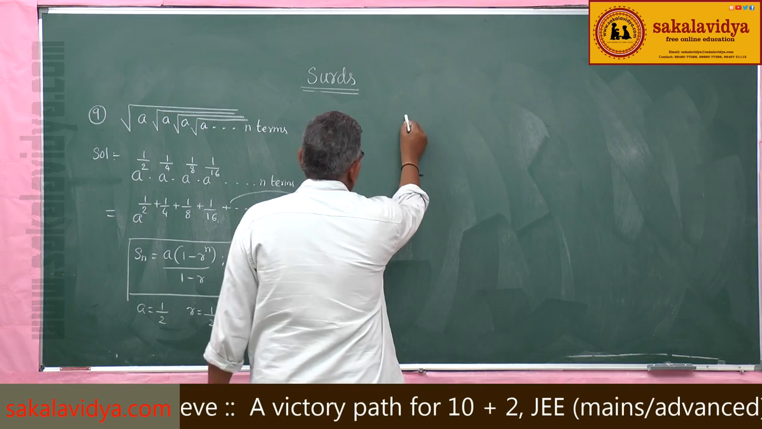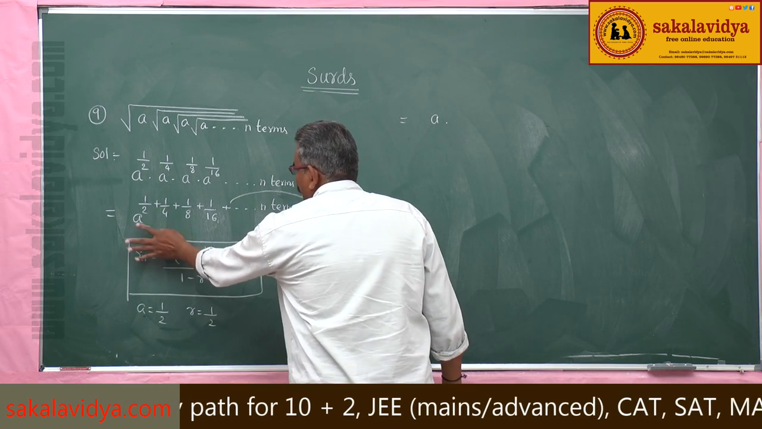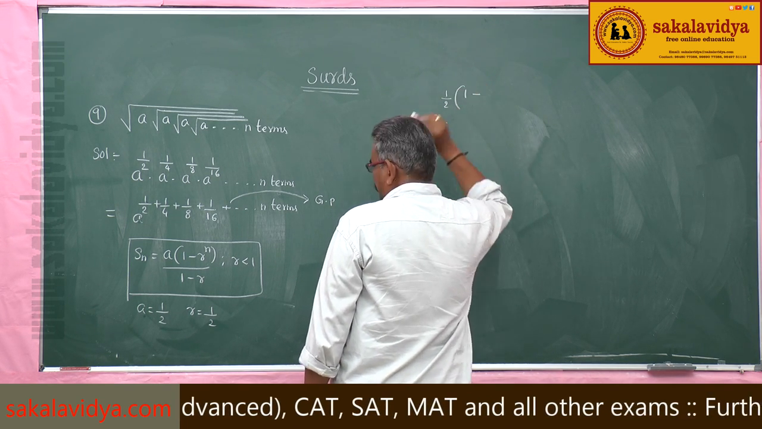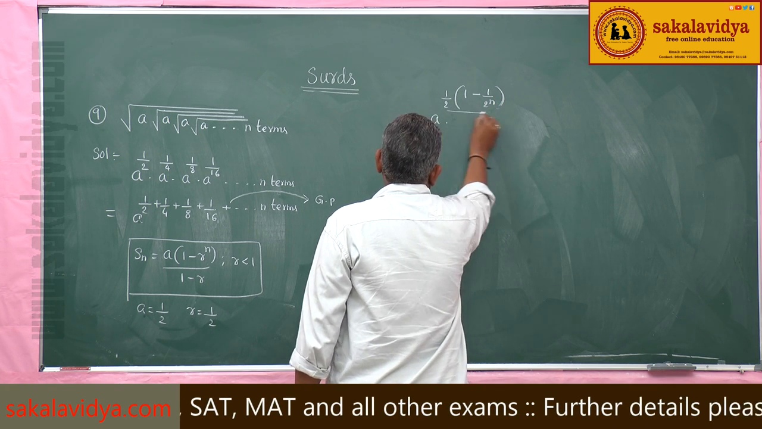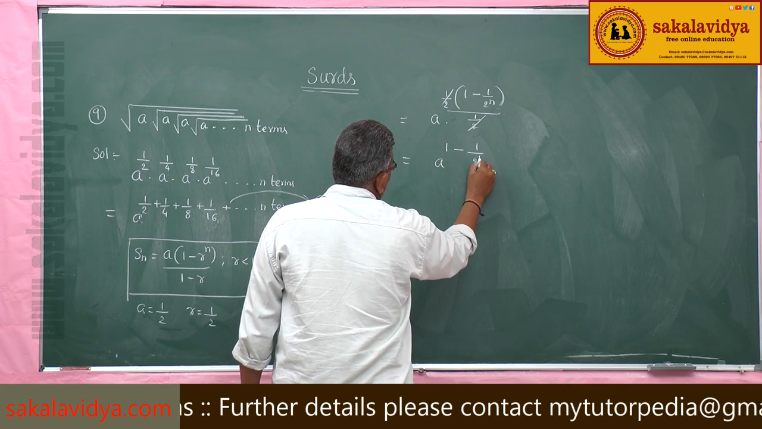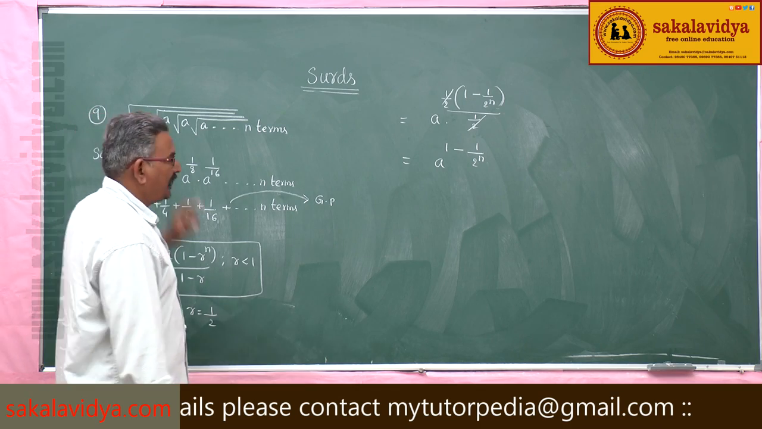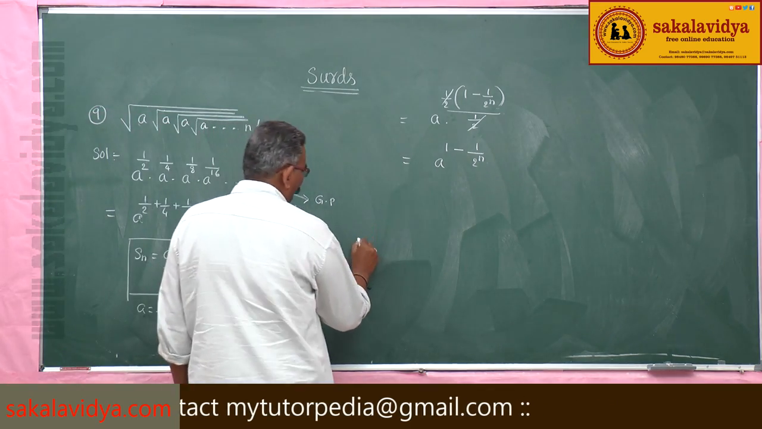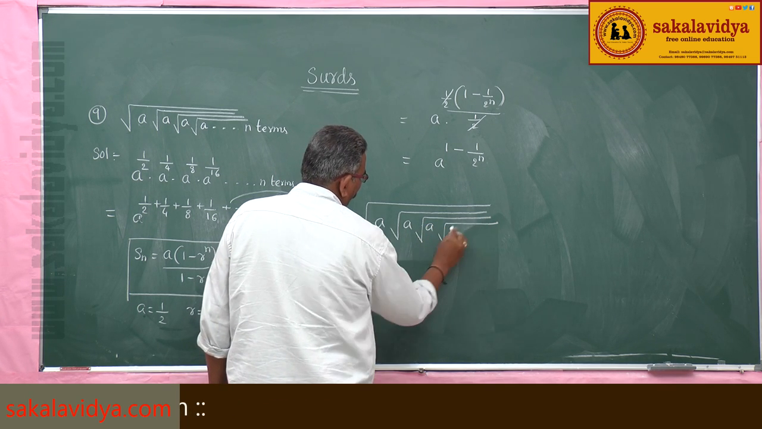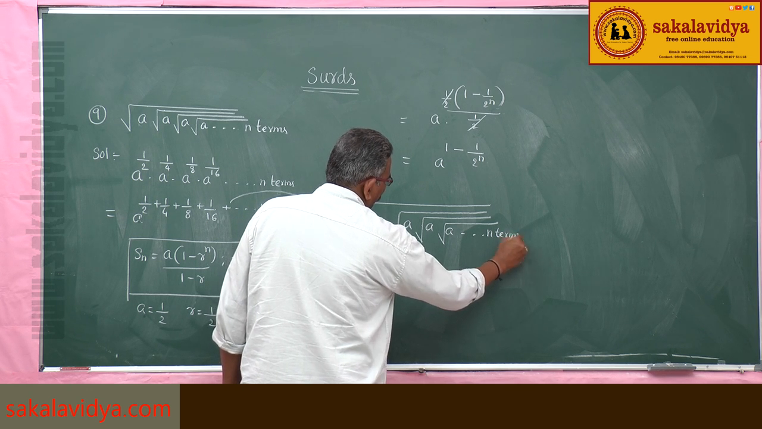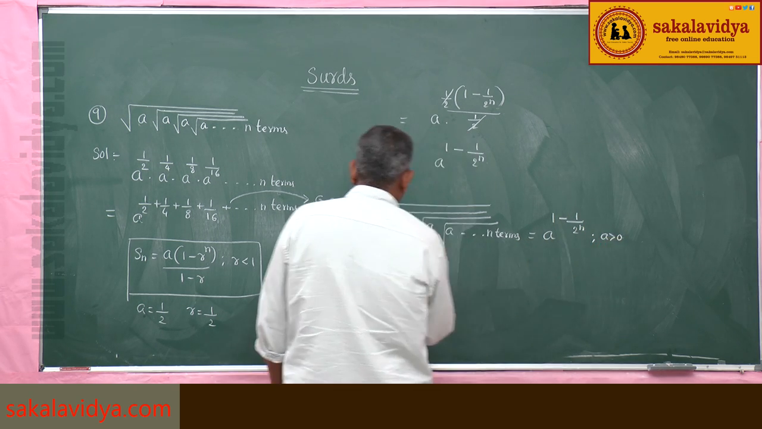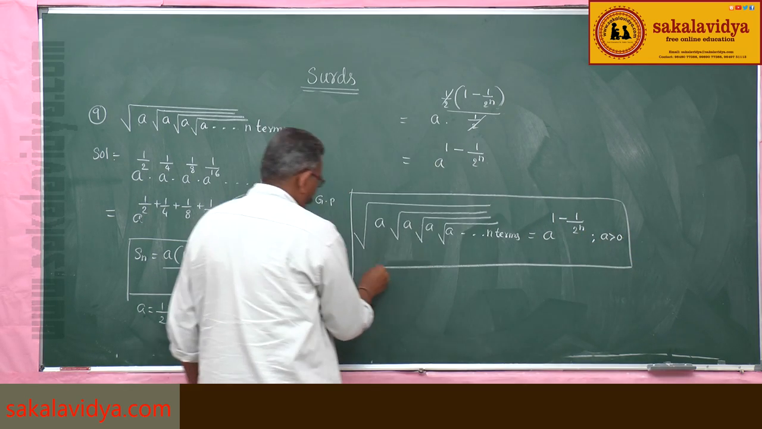Now this becomes a to the power of, here the first term of the series is different from the base. So half into 1 minus 1 by 2 power n, by 1 minus half, which is half. This cancels, we have a to the power of 1 minus 1 by 2 to the power of n. So we can remember this as a formula: root over a dash dash n terms is equal to a to the power of 1 minus 1 by 2 power n, where a greater than 0. Now the formulation has been done.